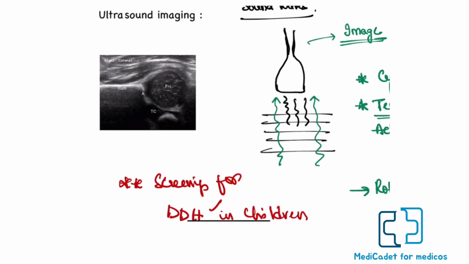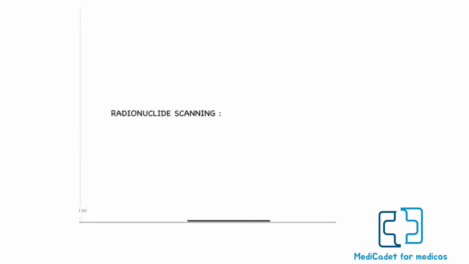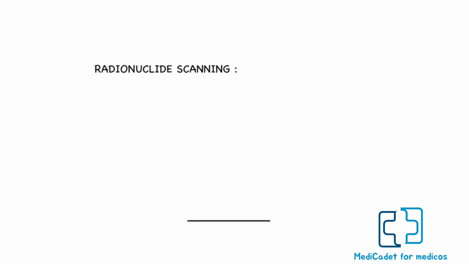So developmental dysplasia of hip is one area where your ultrasound tool plays an important role, right? So that is about the ultrasound in case of orthopedics, right? Then there is one more called your radionuclide scanning, or your bone scan, or your bone scintigraphy. So what is this? This is an area where we use radionuclide.